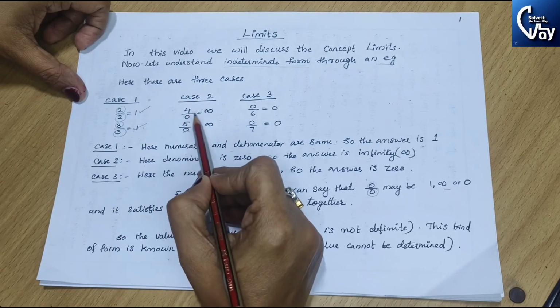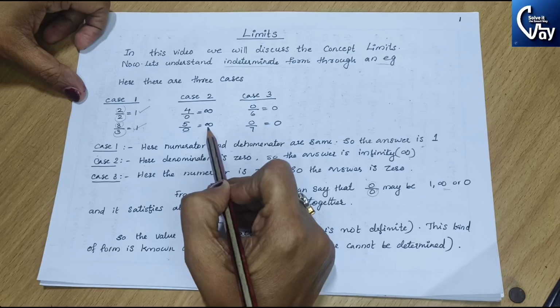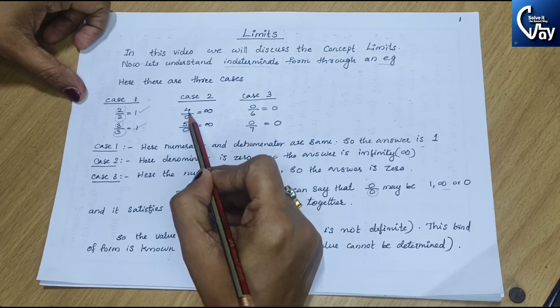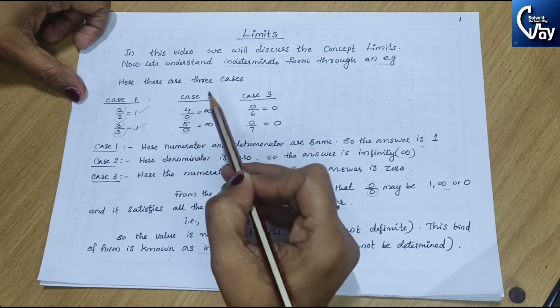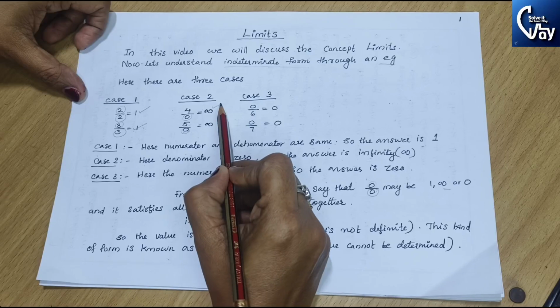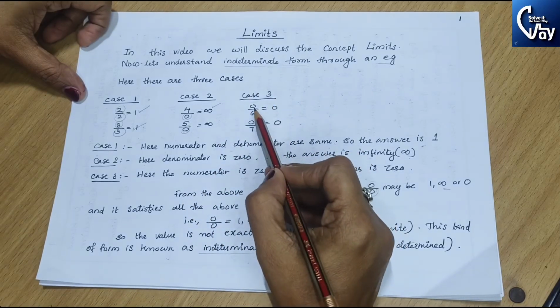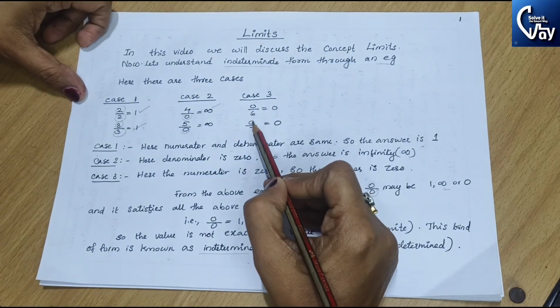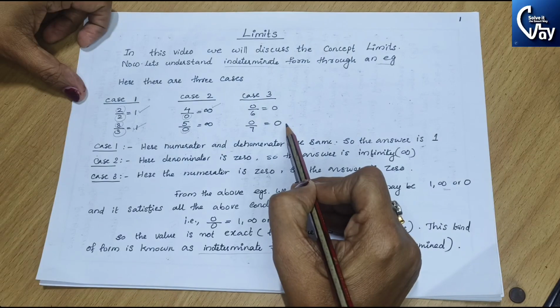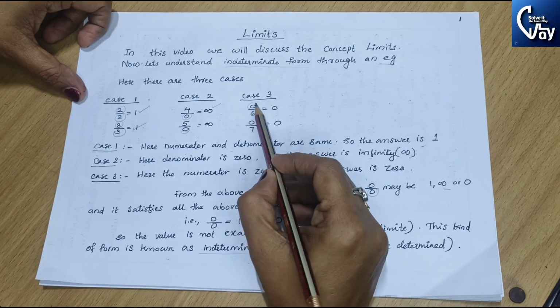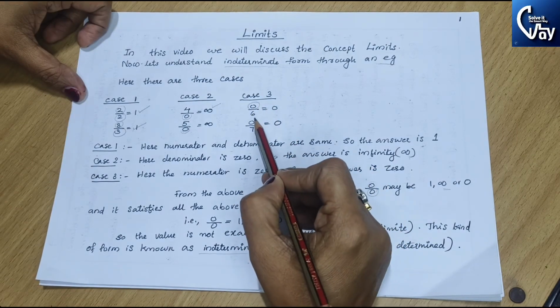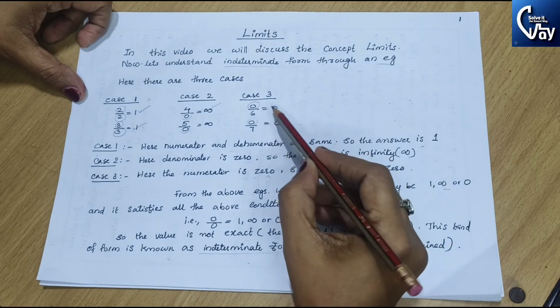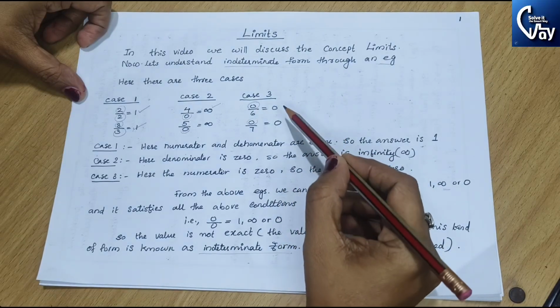2. 4 by 0 equals infinity, 5 by 0 equals infinity. Here, the denominator is 0. So, the answer is infinity. 3. 0 by 6 equals 0. 0 by 7 equals 0. Here the numerators are 0. So the answer is 0.